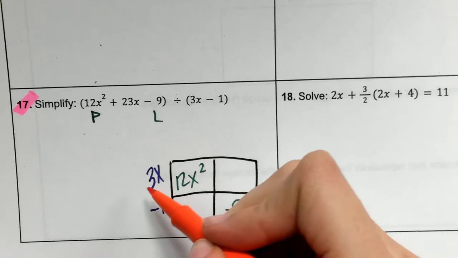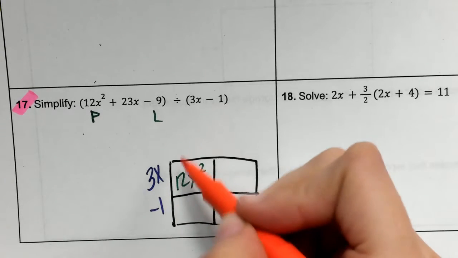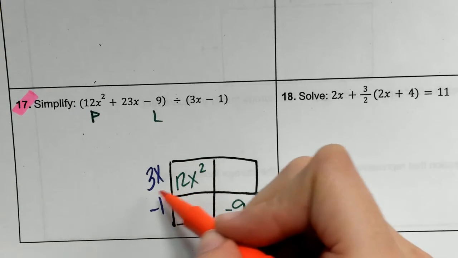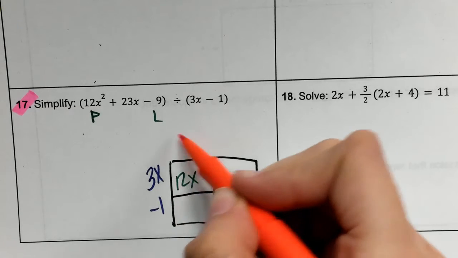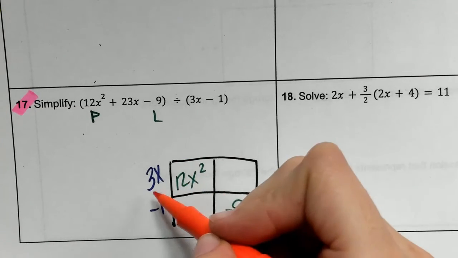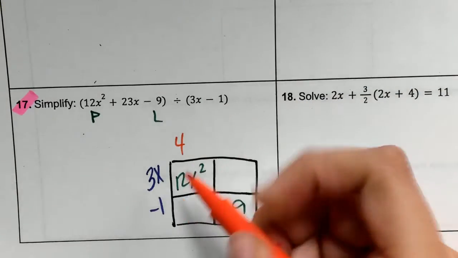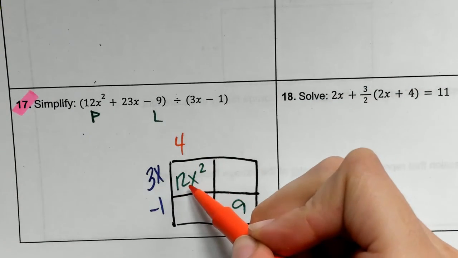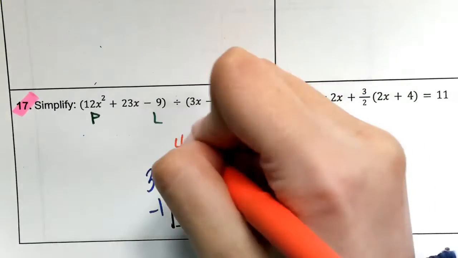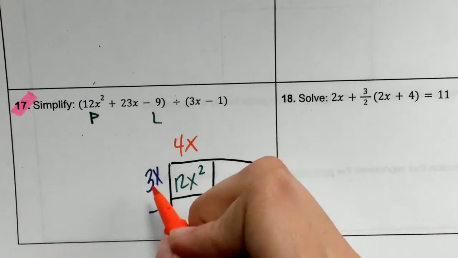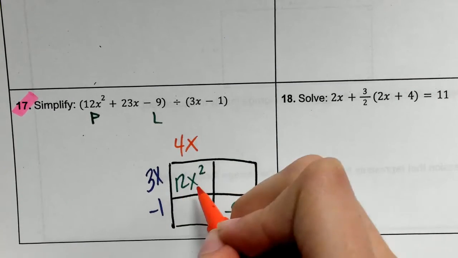So we'll start with the number. I want to turn 3 multiplied by something to give me 12. If you don't know what 3 times what is 12, just do 12 divided by 3, and you would get 4, because 3 times 4 is 12. And we know that x times x will give me x squared. 3x times 4x is 12x squared.